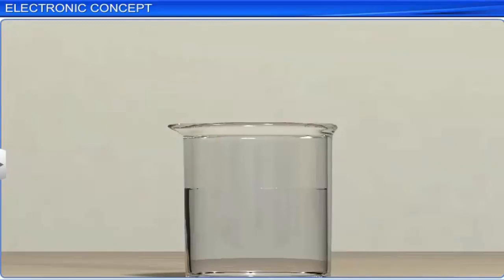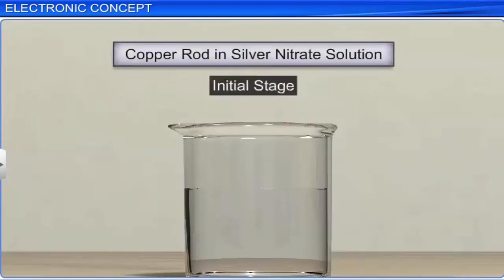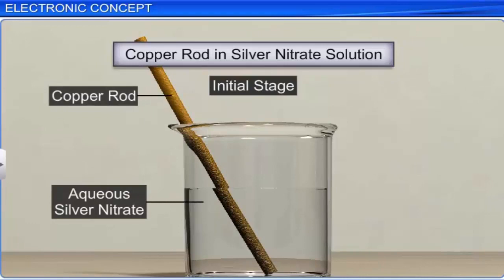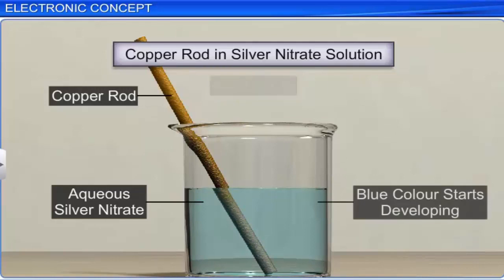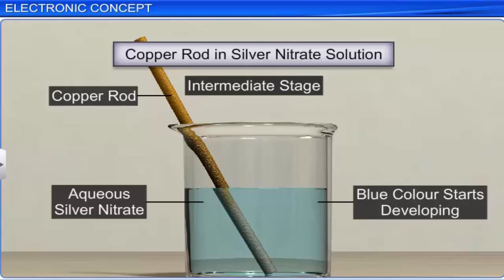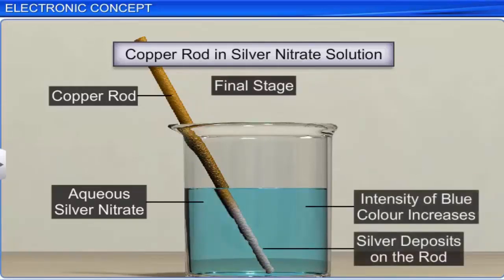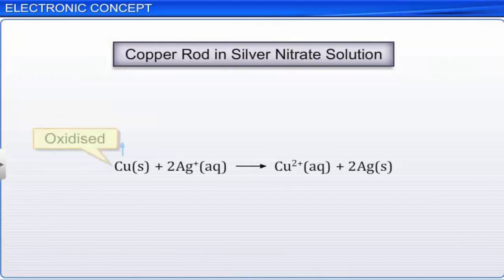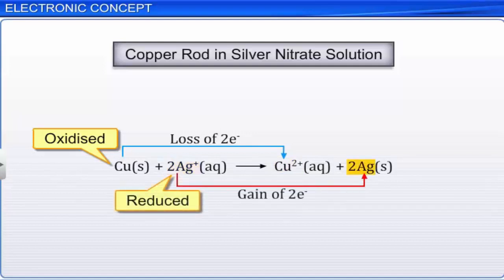Now, let's extend the electron transfer reaction to copper metal and silver nitrate solution in water. Let's place a copper rod in an aqueous solution of silver nitrate and leave it undisturbed for some time. After a while, we notice that the solution has turned blue due to the release of copper ions from the copper rod into the solution. We also notice the deposition of metallic silver on the copper rod. In this reaction, copper is oxidized to Cu2+ ion and silver ion is reduced to metallic silver. This shows that copper releases electrons to silver.